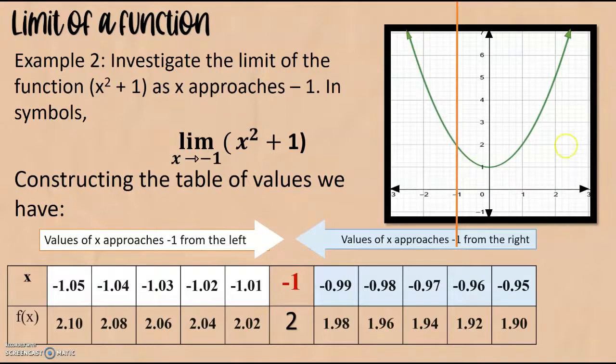Now, examining our graph, as x approaches -1, f of x is equal to 2. As x approaches -1 from the left, f of x is equal to 2. And as x approaches -1 from the right, f of x is also equal to 2. Therefore, the limit of x squared plus 1 as x approaches -1 is 2.